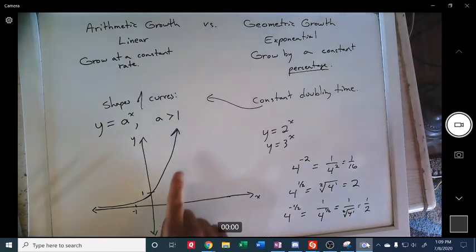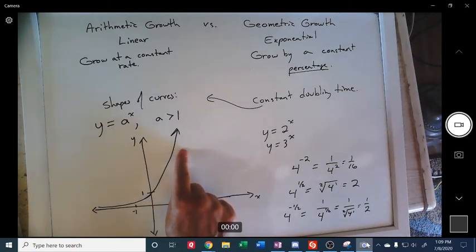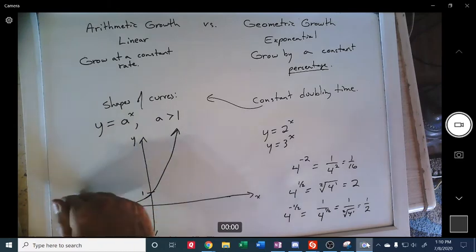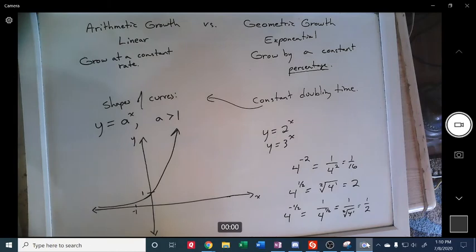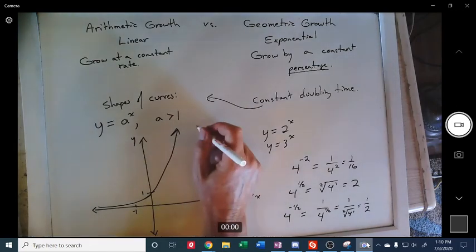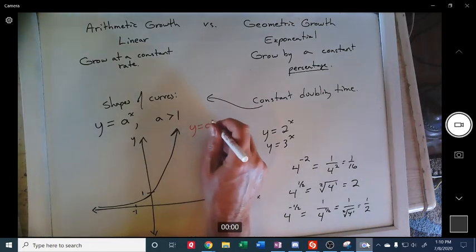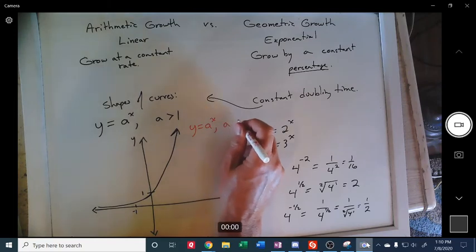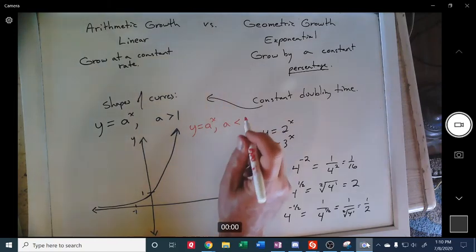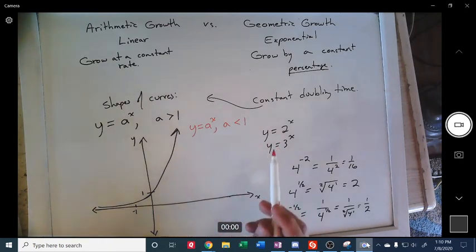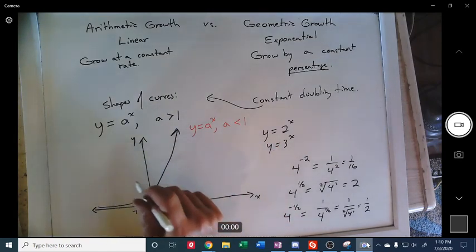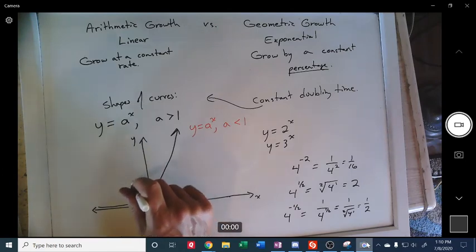And so that's the basic shape if a is greater than 1. If a is equal to 1, of course, you're just going to get a horizontal line at 1. If y equals a to the x and a is less than 1, of course, we're not thinking of negative numbers or 0, then it just reverses my graph.